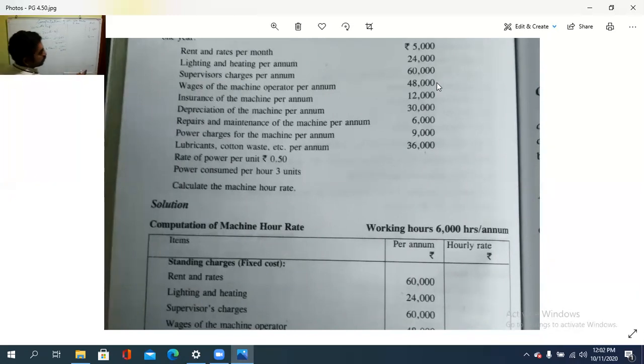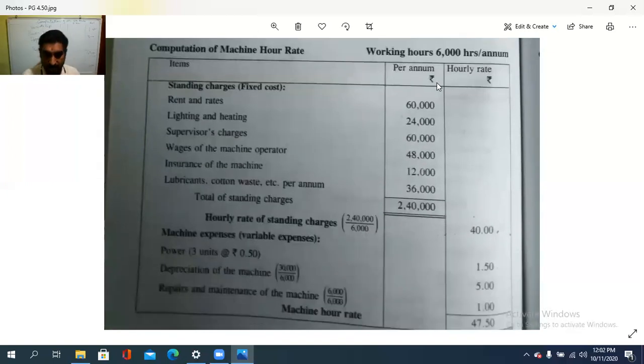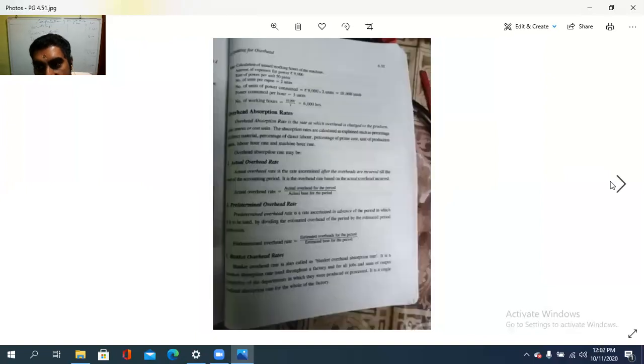So how much? 40, 41, 42 plus 5, 47.50 is the total. 47.50 is the machine hour rate. Clear? So this is the computation of the composite machine hour rate.